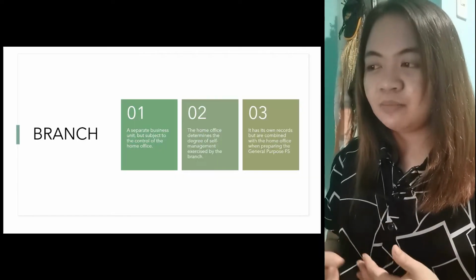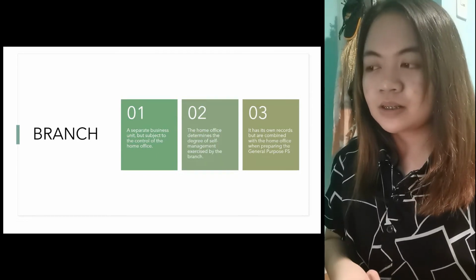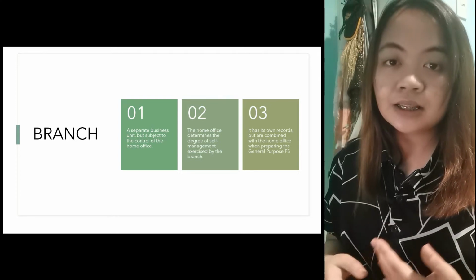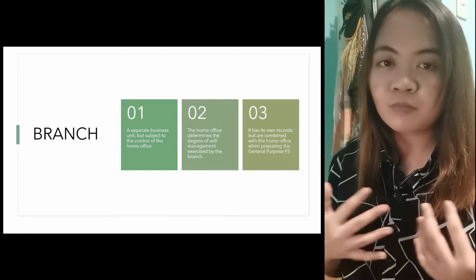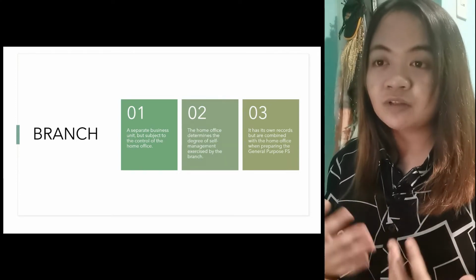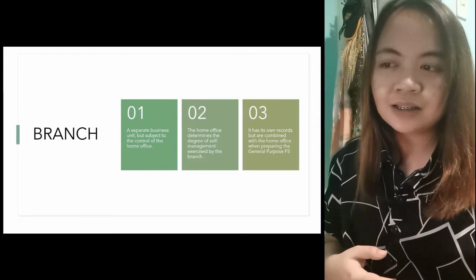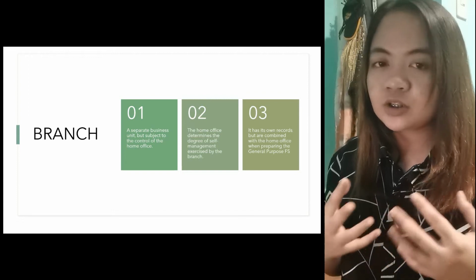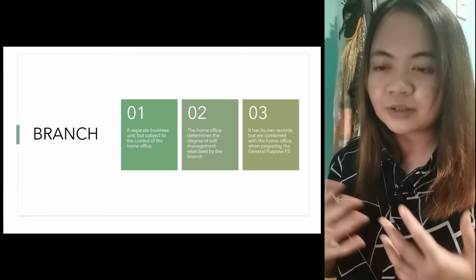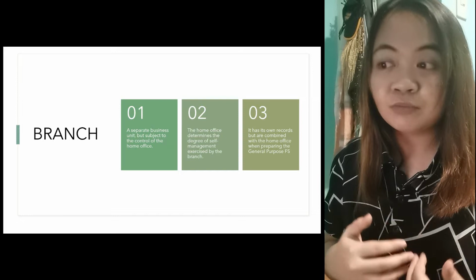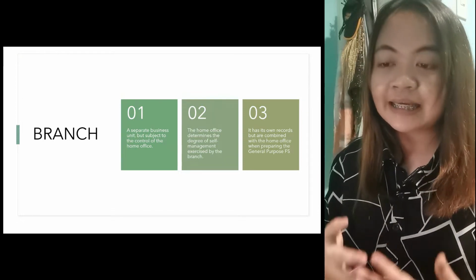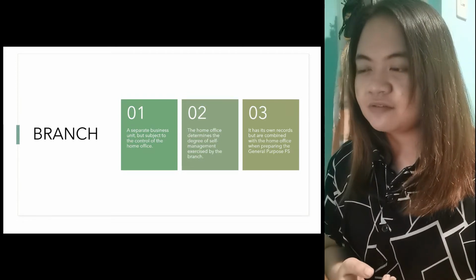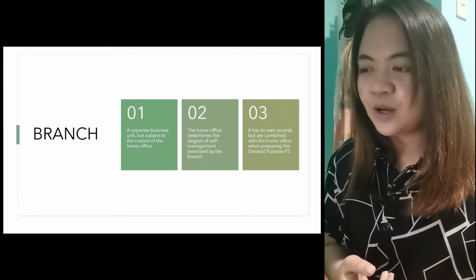What's a branch? A branch is a separate business unit but subject to the control of the home office. Hindi siya kagaya ng agency na hindi kontrolado ng home office ang agent. The actions of the agent usually do not reflect the actions of the home office. However, for the branch, the actions of the branch reflect the home office and the home office to the branch. Parang extension lang ng sarili niya. The home office determines the degree of self-management exercised by the branch.